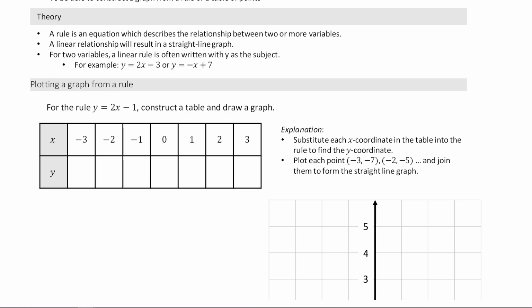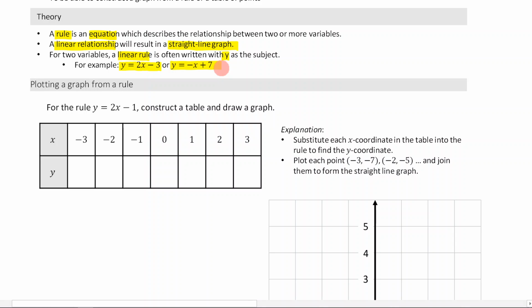So let's talk about straight line graphs. A rule is an equation which describes the relationship between two or more variables. A linear relationship will result in a straight line graph. For two variables, a linear rule is often written with y as the subject. For example, y is equal to 2x minus 3. That's an example of a rule. And y is equal to negative x plus 7. That again is an example of a rule.